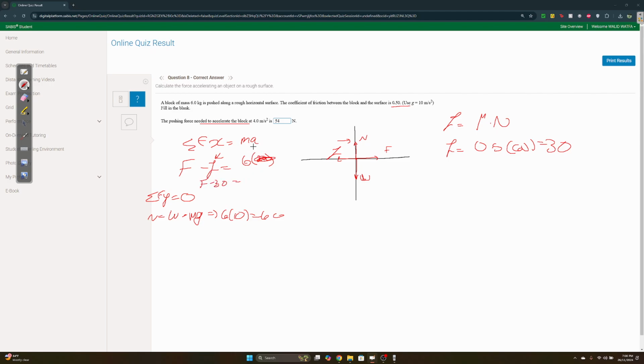Why did I put 6 here? This is 4 inside, and when you multiply them, you get 24. I don't know why I wrote it like that. So F is equal to 30 plus 24. It's 54. Okay.